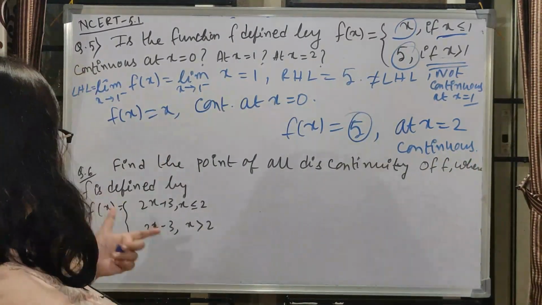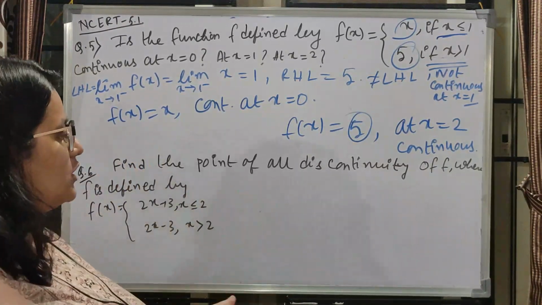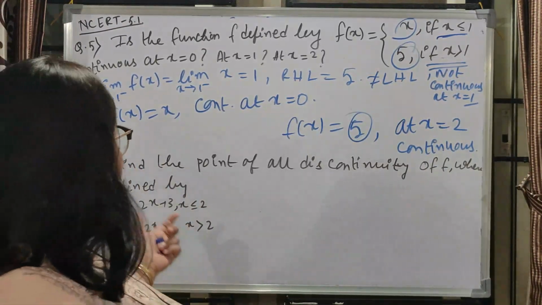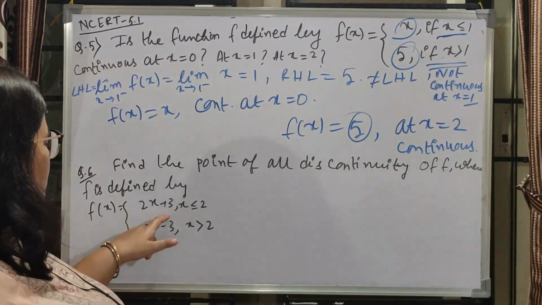Now see the next questions. From 6 to 12, all questions are based on these only. Find all points of discontinuity of f, where f is defined by. So I have taken 6 questions. This is 2x plus 3.